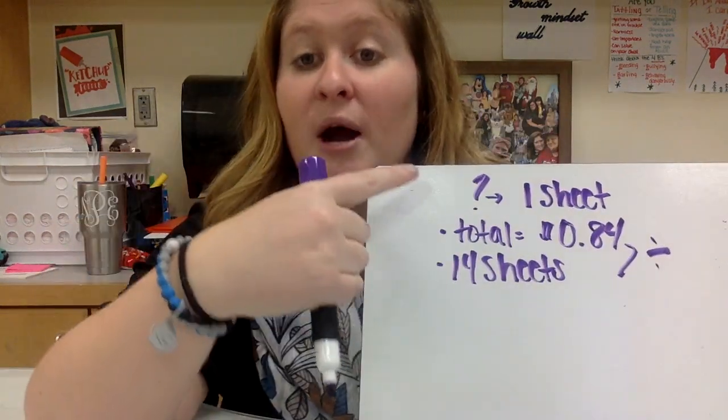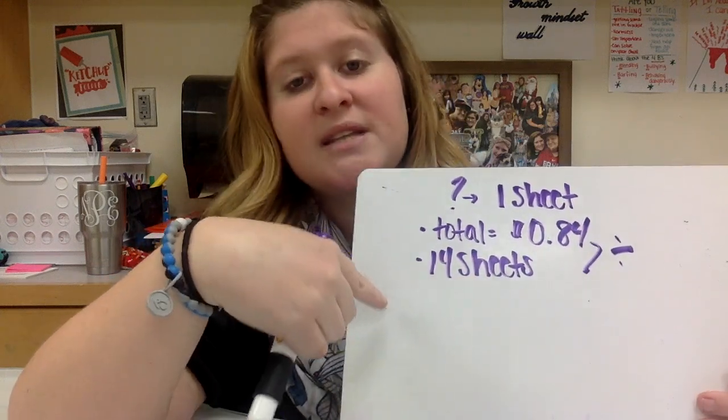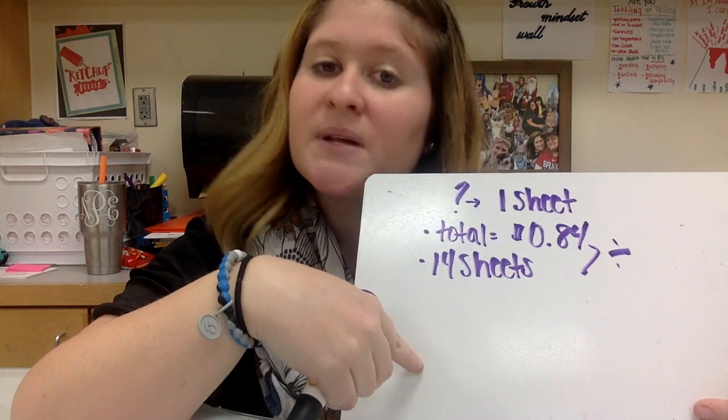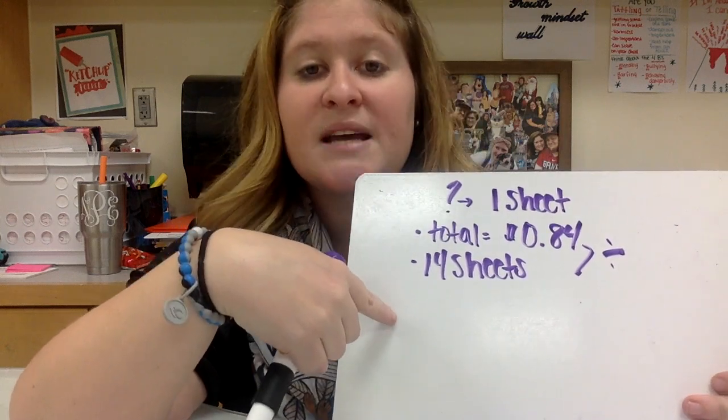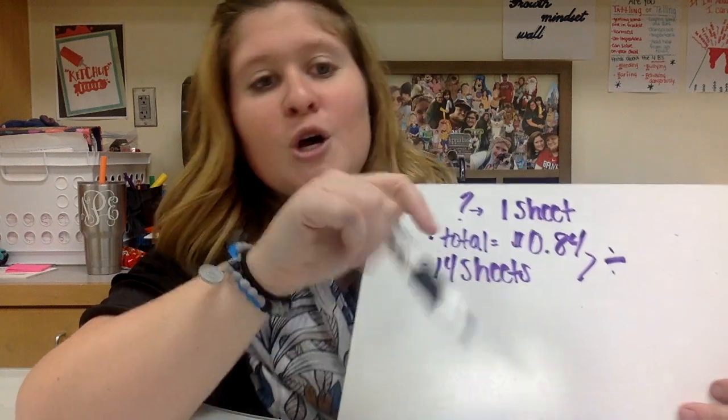So if you set your question up, we're trying to figure out the price of one sheet. We know the total is 84 cents and there's 14 in a package. So I'm wanting to split that into 14 different groups to see how much one costs. And if I'm splitting things into groups, I know I'm dividing. So for this one, I'm going to start with an area model.